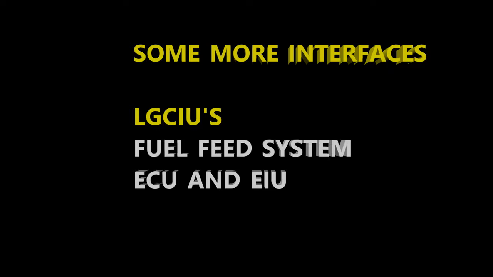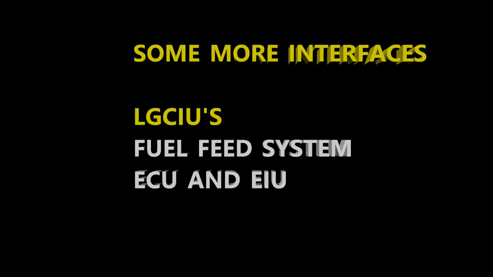Your emergency stop, also for emergency shutdown of the APU. You have your fuel feed system, EIU, and your landing gear control and interface unit. Okay, so those are your interfaces. Just wanted you to have some names in your head regarding that. Okay, all right, so we've covered some of that.